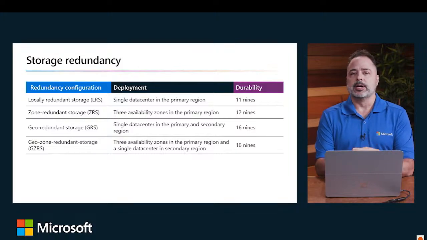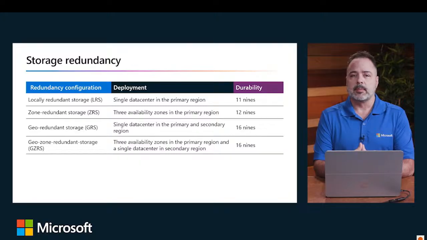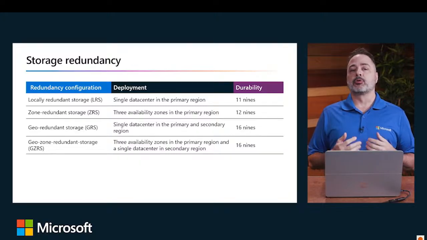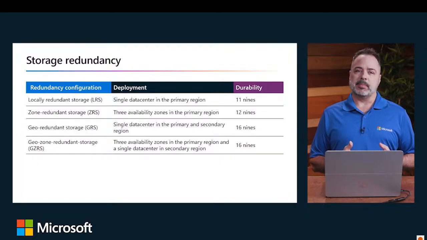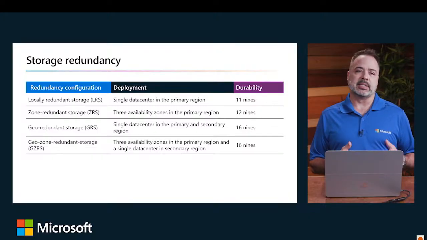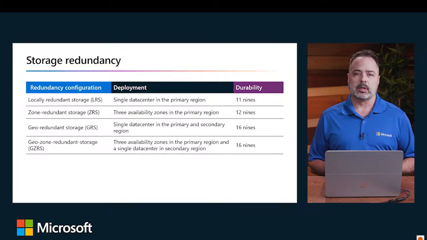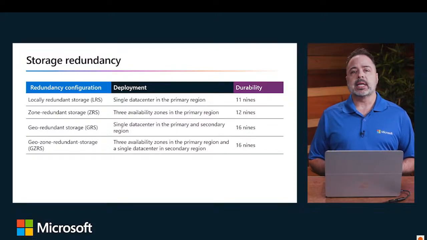Locally redundant storage, or LRS for short, replicates your data 3 times within a single data center in the primary region. This is the most cost-effective option, but may not provide sufficient protection against data center level failures. Zone redundant storage, or ZRS, replicates your data synchronously across 3 Azure availability zones within the primary region, offering higher availability and durability by protecting against data center level failures.